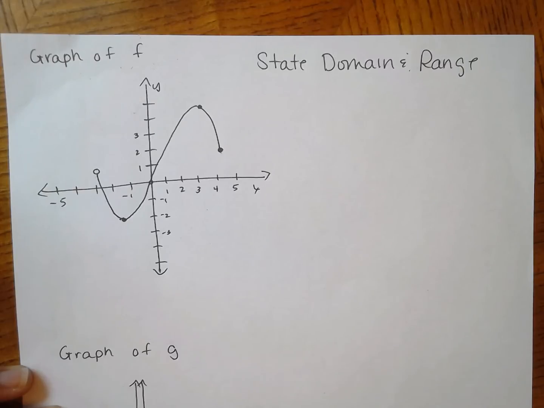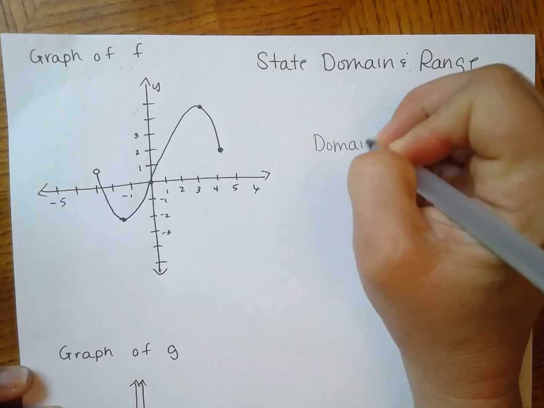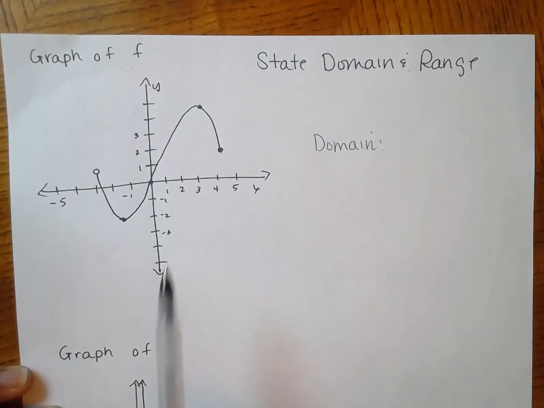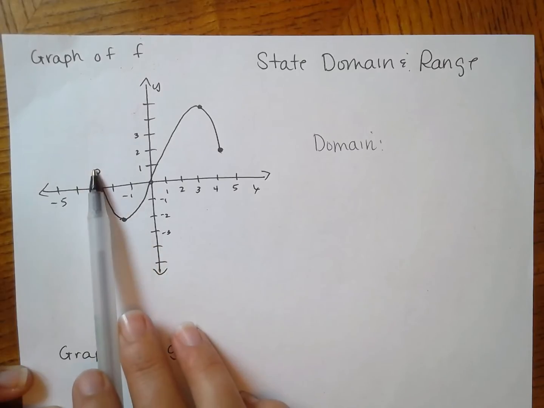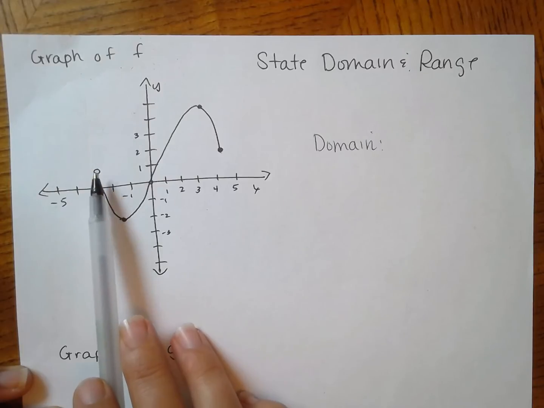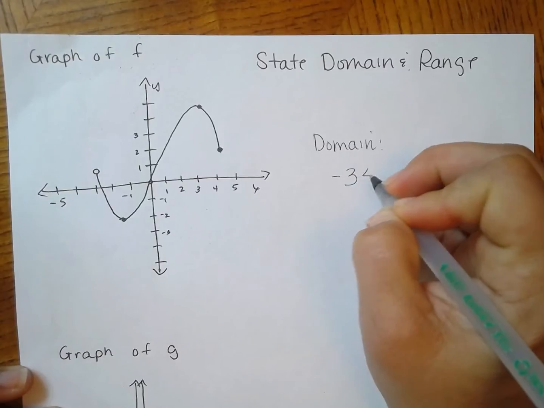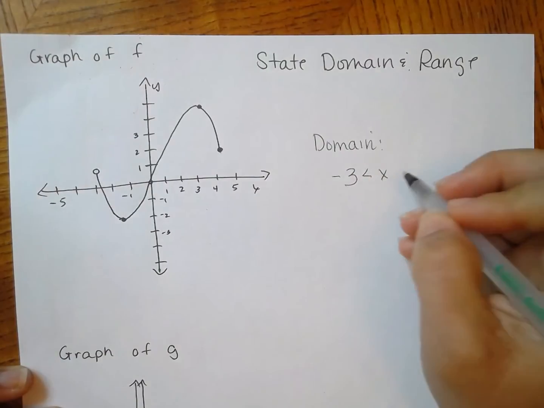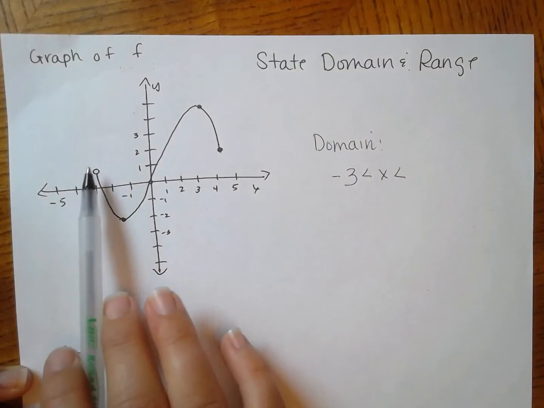So the domain in this particular function, we always write from least to greatest. We could state it as an inequality. The smallest value here is at x equals -3, but it's not included because I've got an open circle. So I would say that -3 is less than x. And then on this side, I want to put the largest value that x could possibly be.